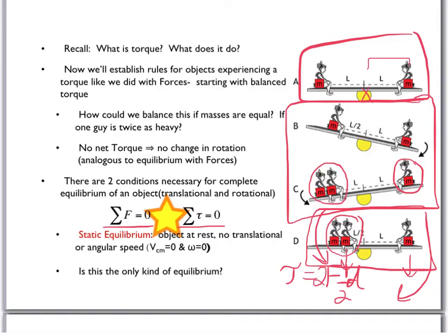Now, is this the only kind of equilibrium? Absolutely not. Remember, equilibrium is saying that the forces are balanced and there's no change in the rotation or translational motion of the object. That means that something could be moving with a constant velocity as well, or a constant omega. Here we're going to be looking at static equilibrium examples.